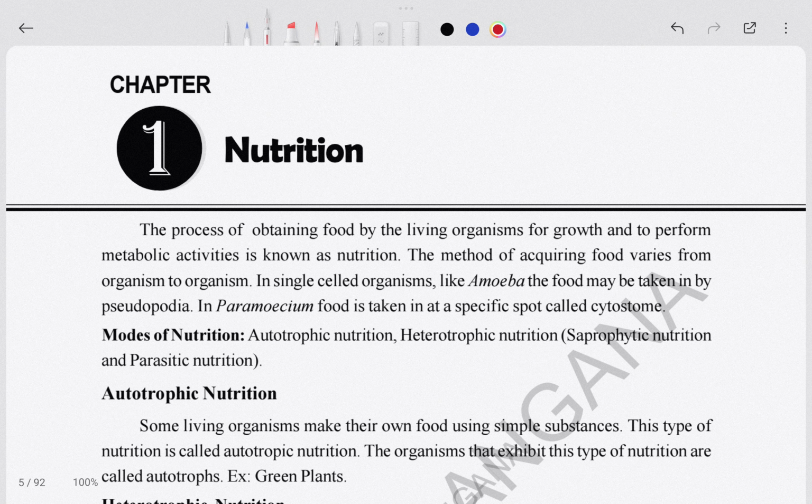Hello class 10 students, this is Priyanshu and today I'm going to talk about our biology chapter 1, Nutrition, and in this one we are going to see the most important questions of this chapter. Okay, so let's see this.